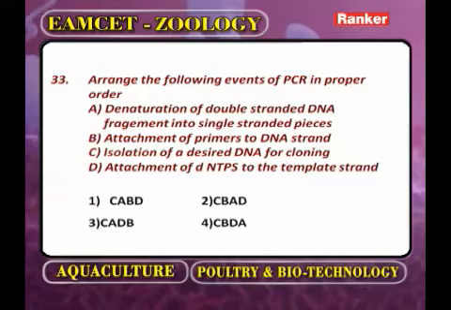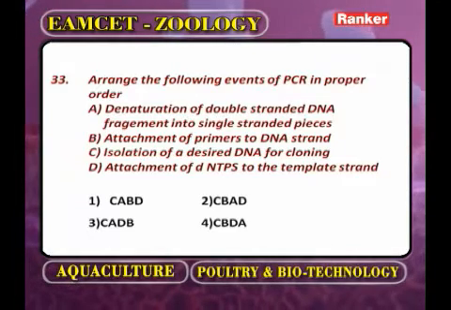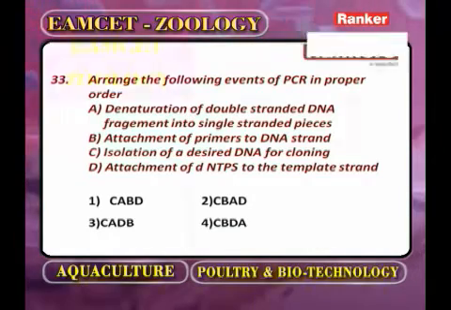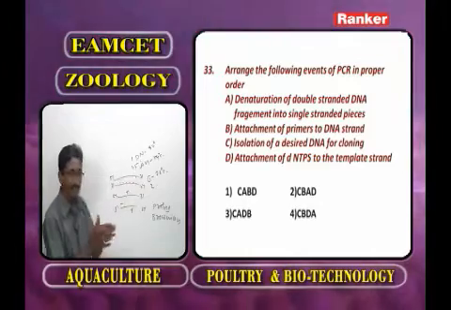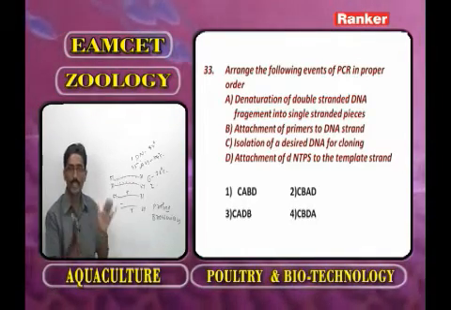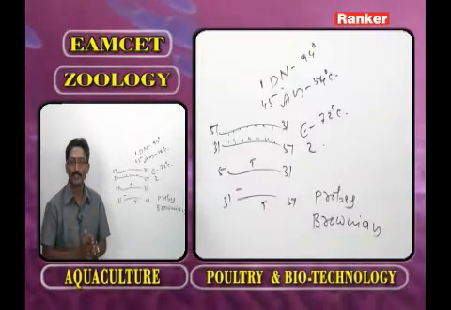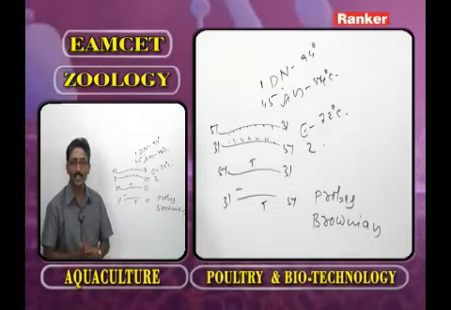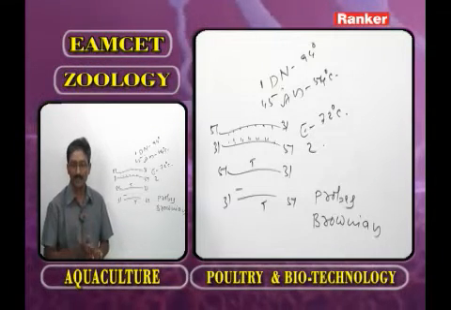Now you have to observe the first statement: denaturation of double-stranded DNA fragment into single-stranded pieces. This is the double-stranded DNA. In the denaturation, both strands are separated, and each one acts as a template. We are not discussing protein synthesis. We are discussing the PCR. Both the strands act as the template.